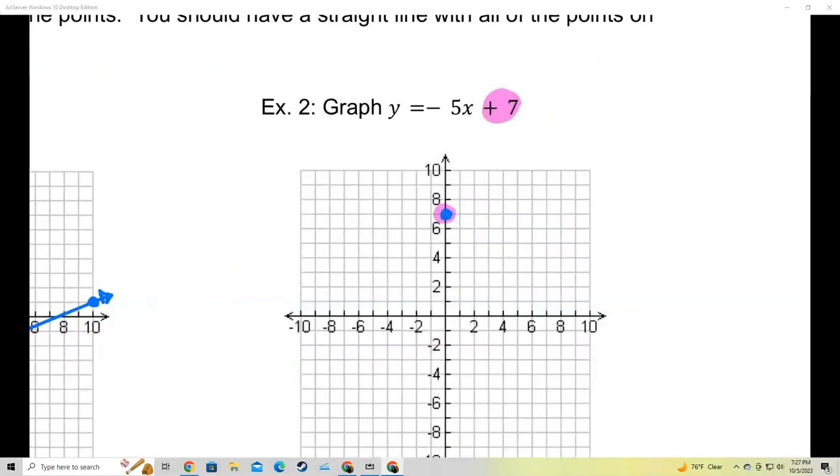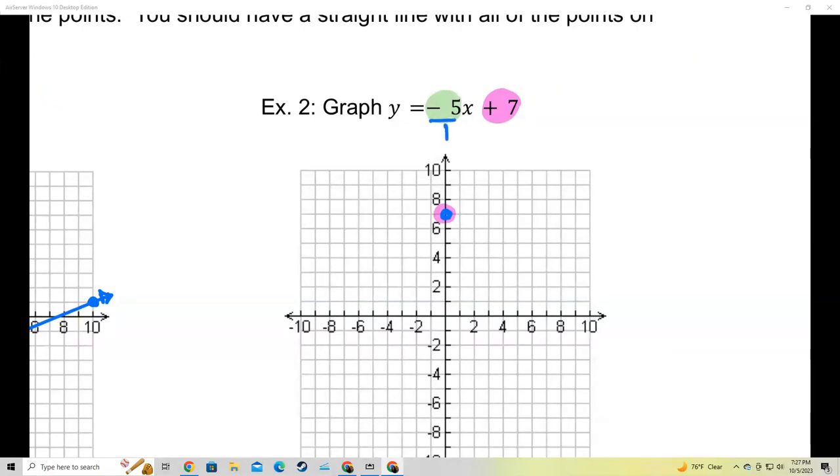Hey, my slope is -5. That's my rise over run. Unfortunately, I see the rise is -5. I don't see any run because it's not a fraction. With slopes, you want to write them as a fraction when you're graphing them because it makes it easier to see what's happening. How do I change -5 into a fraction? I just put it over 1.